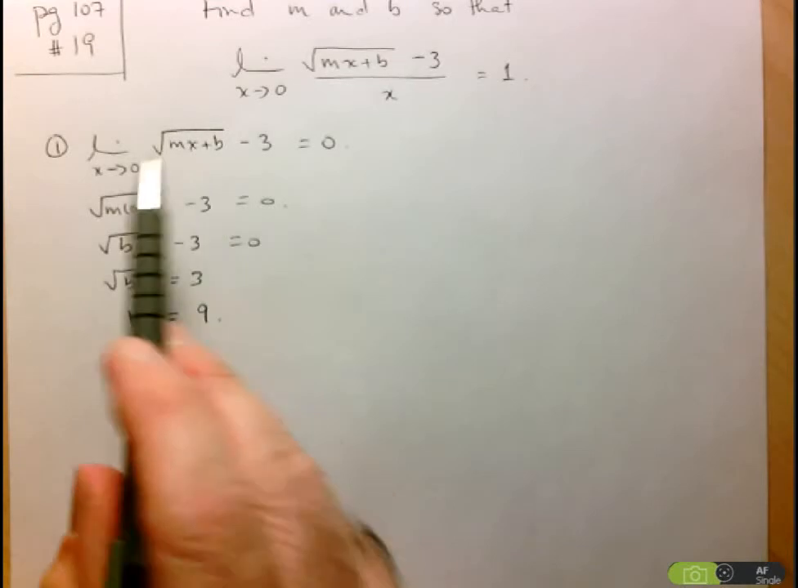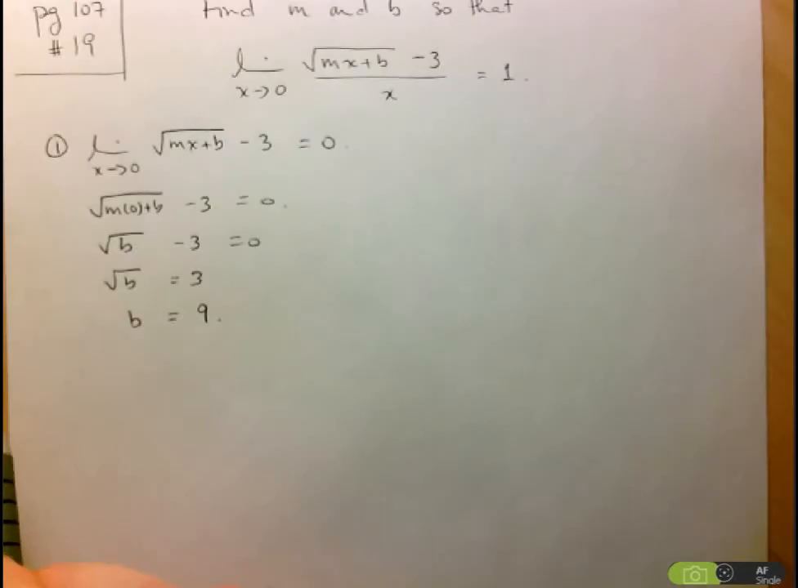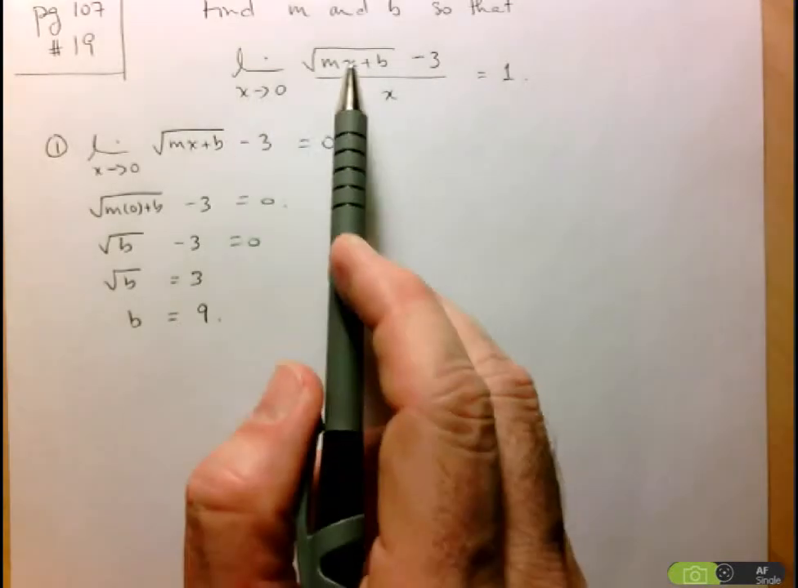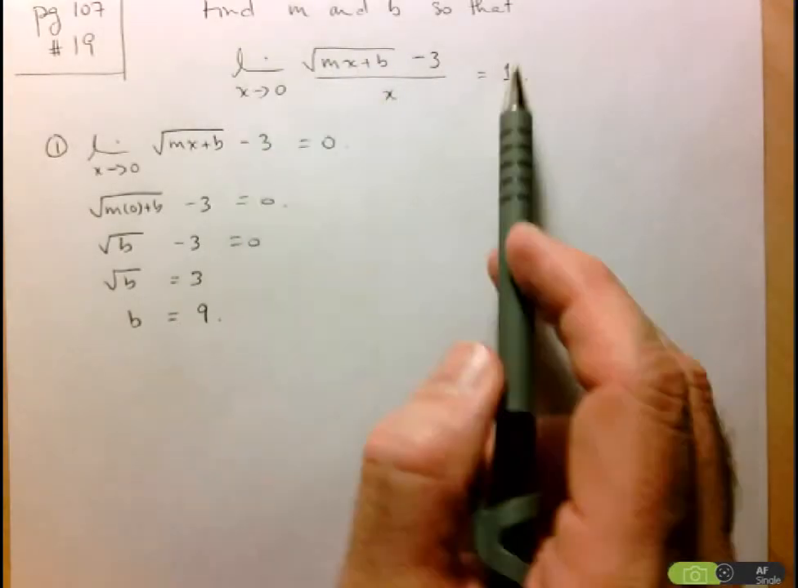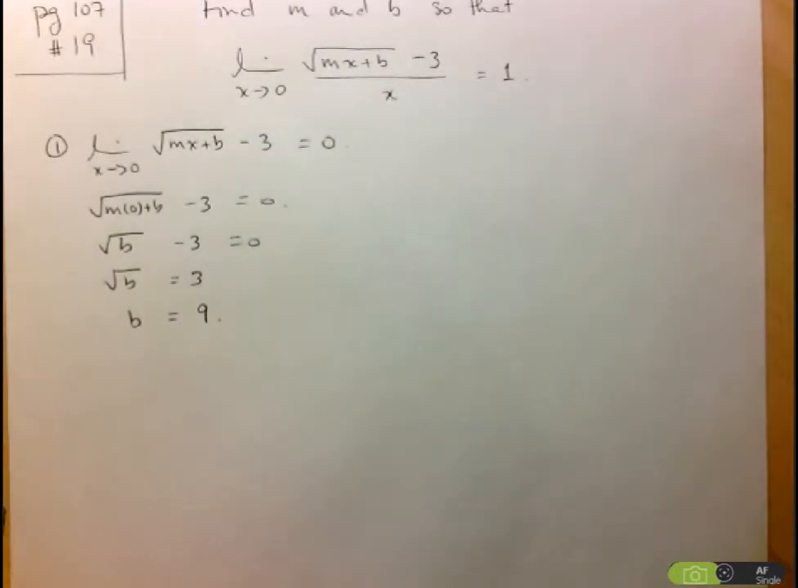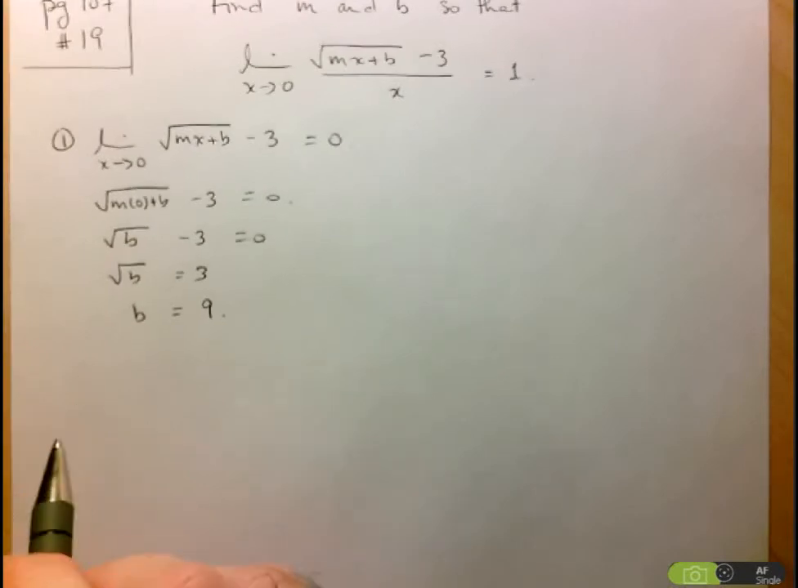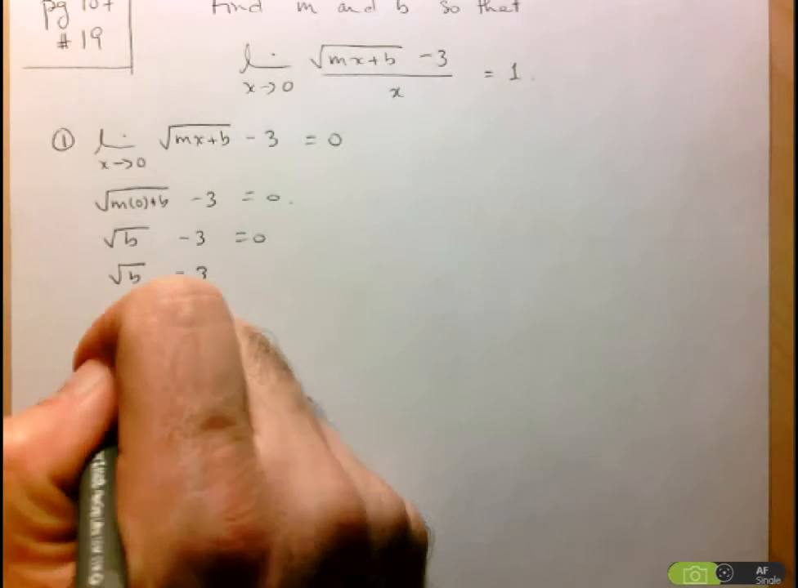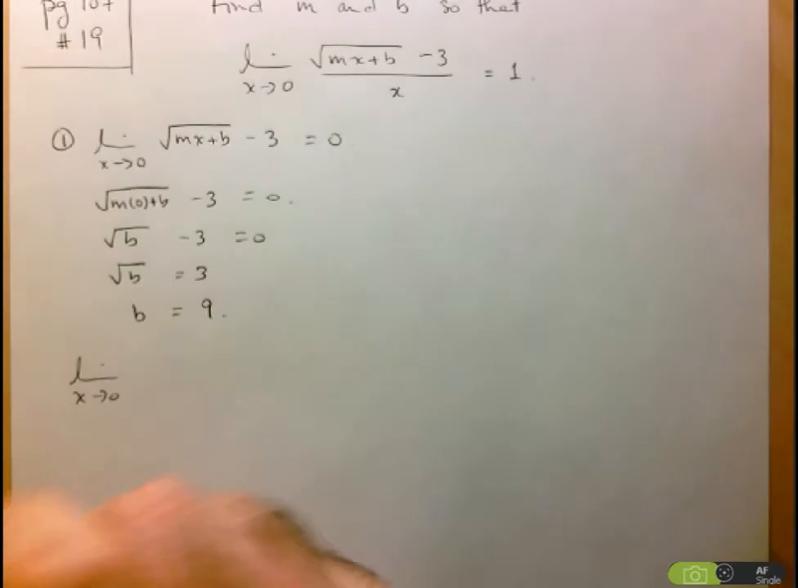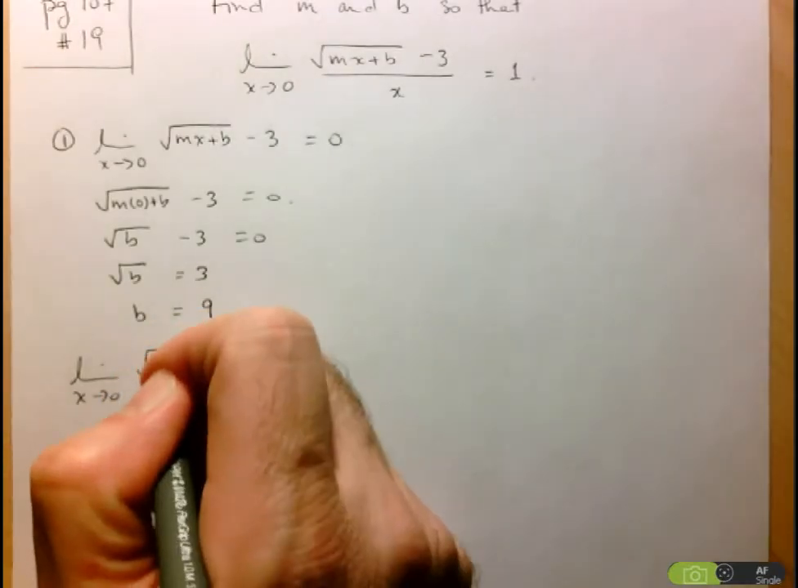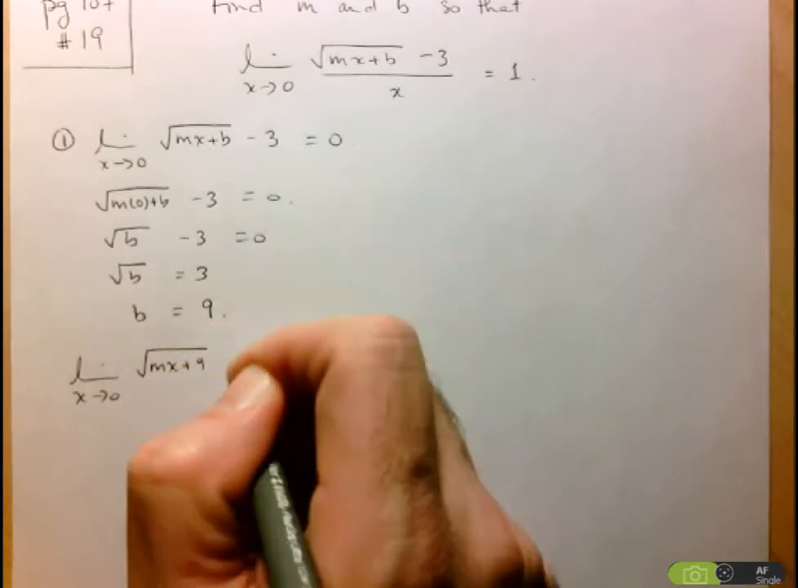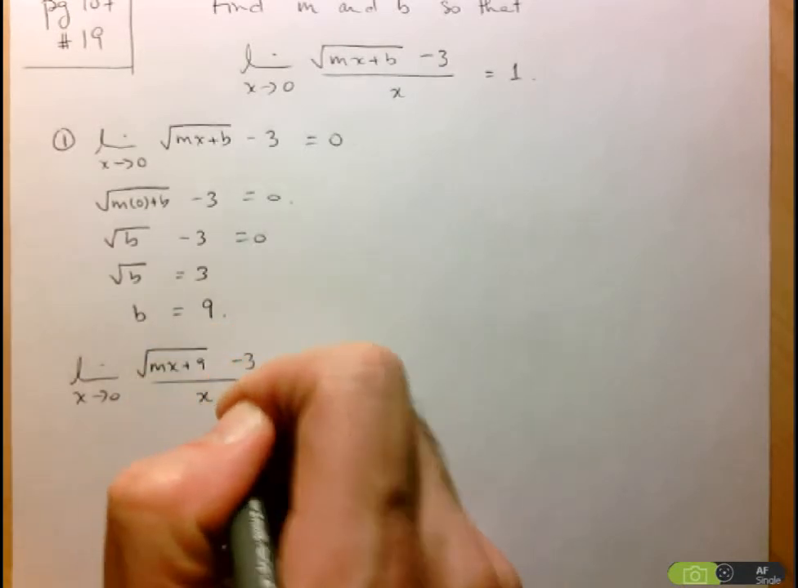Okay, so we used this one piece of information, and we were able to determine the value of b. Well, we still have to determine the value of m. So here we'll use the fact that we know the limit of that function has to be equal to 1. So let's see what happens when I now insert b equals 9. So I go back to the original limit. Now I have the limit of root of mx plus 9, minus 3, over x.